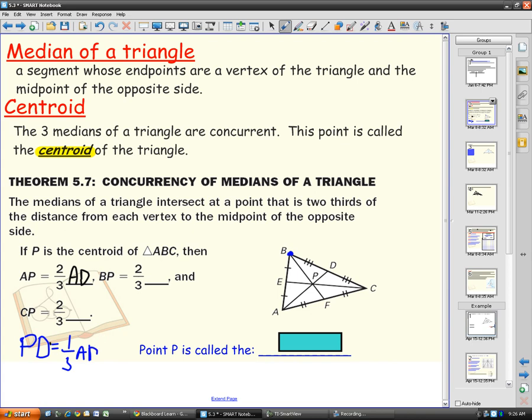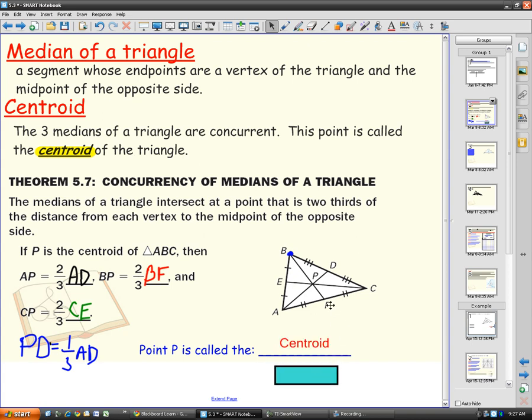There's the big piece and the little piece. The big piece is 2/3, the little piece is 1/3. So BP is 2/3 of BF, and CP is 2/3 of CE. That's the property for medians of a triangle, and this point is called the centroid.